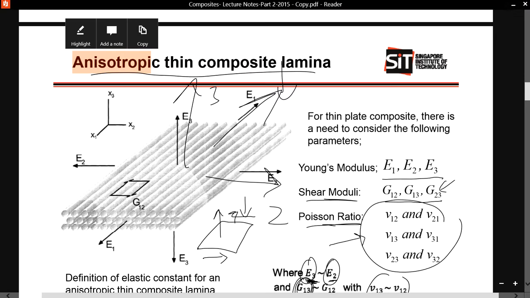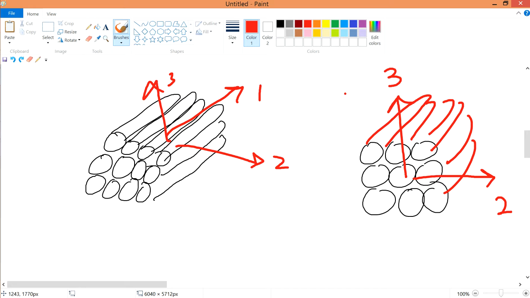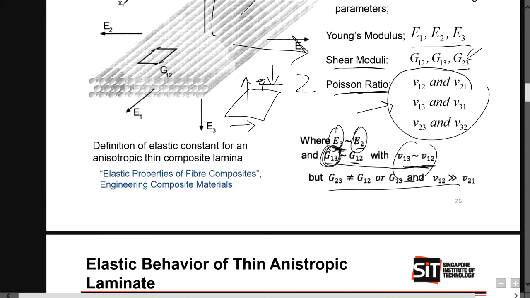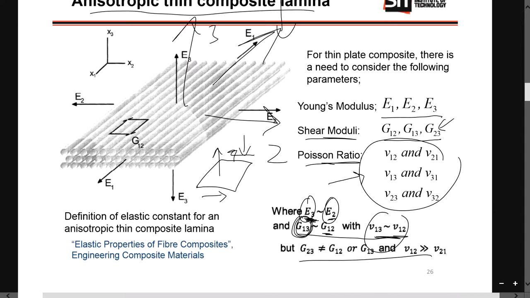So the strongest is actually in the 1 direction, while the 2 and the 3 directions are approximately about the same. Because when you pull in this 2 direction, you're actually trying to pull these bonds apart, or this interface apart. When you pull in the 3 direction, you're trying to pull these bonds apart, as you can see. So these bonds between the fibers are approximately the same in the 2 or 3 directions, and this is the reason why they are the same. So at least it's easier for you to memorize.